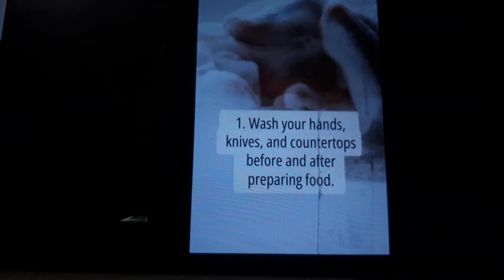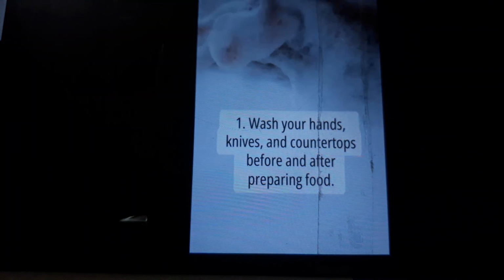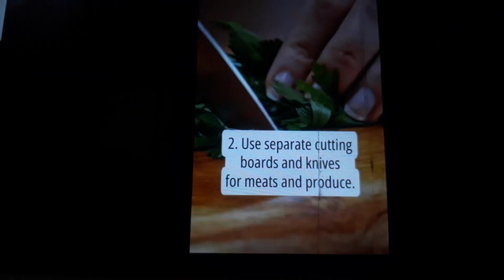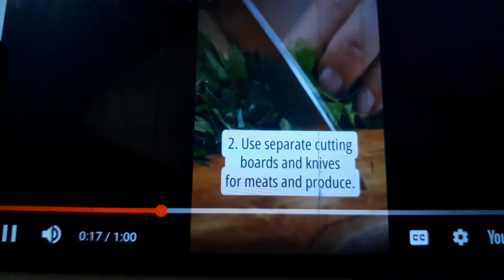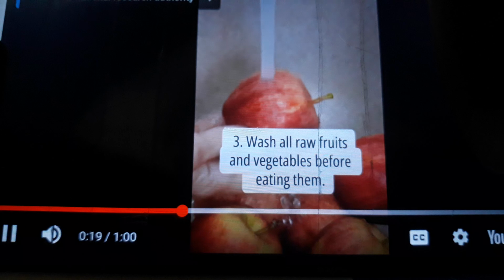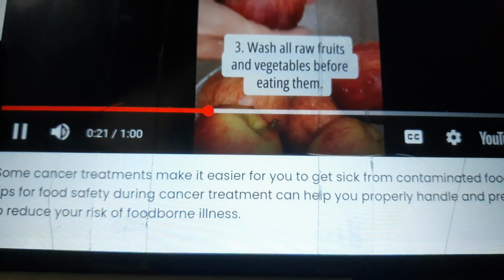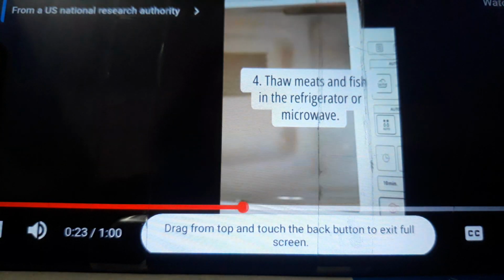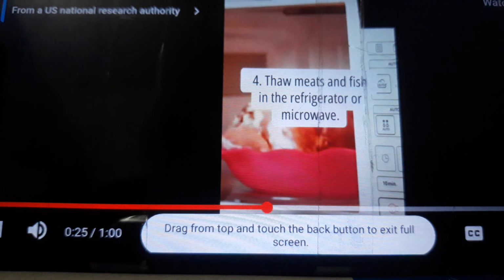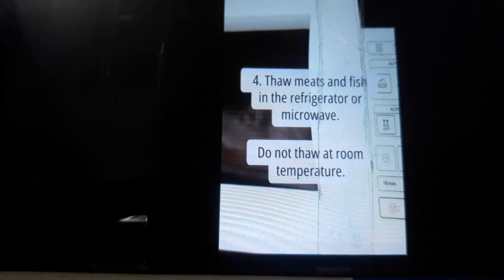1. Wash your hands, knives, and countertops before and after preparing food. 2. Use separate cutting boards and knives for meats and produce. 3. Wash all raw fruits and vegetables before eating them. 4. Thaw meats and fish in the refrigerator or microwave. Do not thaw at room temperature.